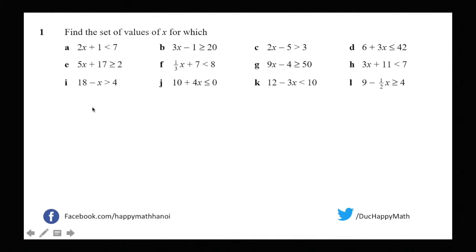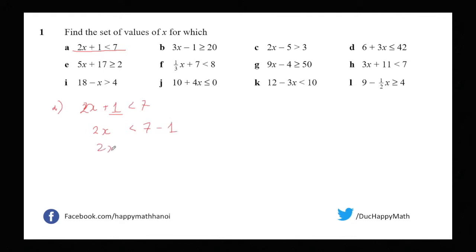For example, in question 1, question A: 2x plus 1 less than 7. You set the values of x, which means x has to be standalone on one side of the inequality, so you have to move 1 from the left-hand side to the right-hand side. When you change the position of this term, you have to change its sign from plus to minus.